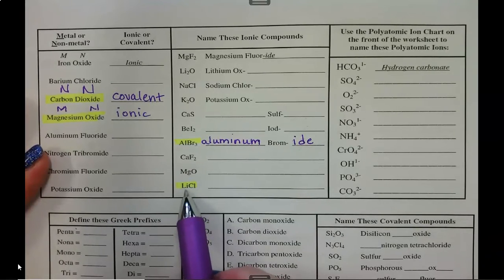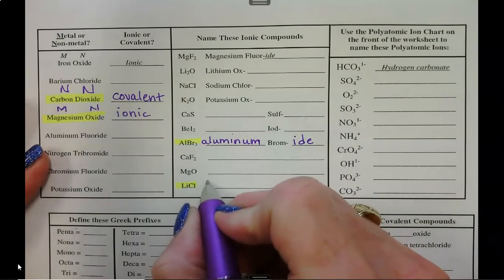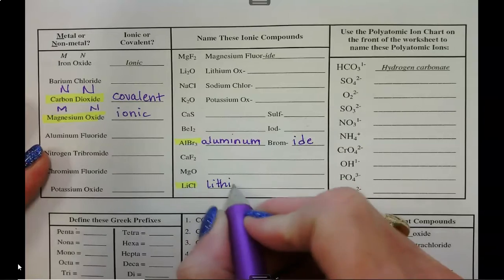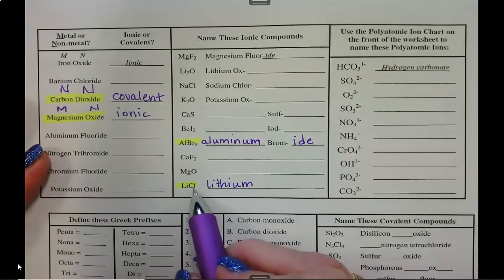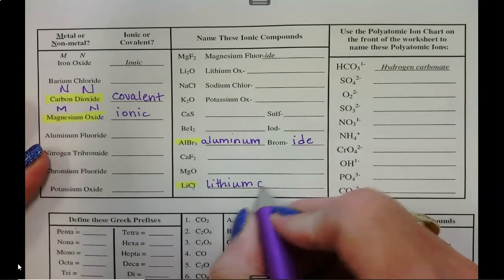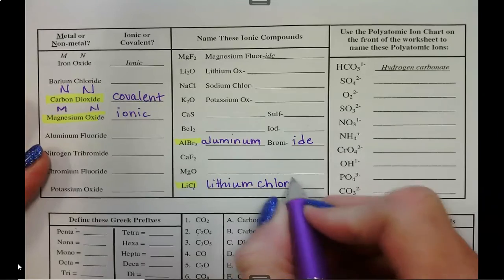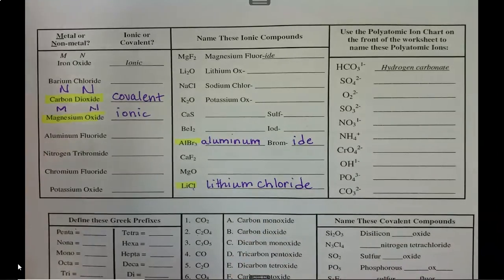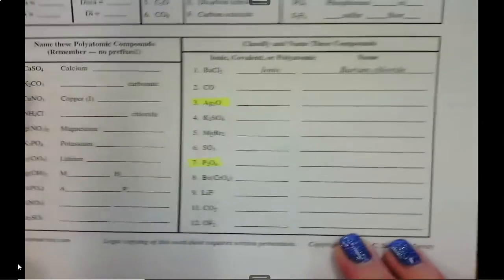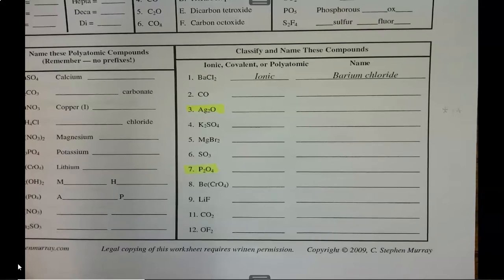Next one, we'll write the name for that first element. That's lithium. And we'll change the ending of chlorine to chloride. So this is lithium chloride. There. Okay, do some down here.